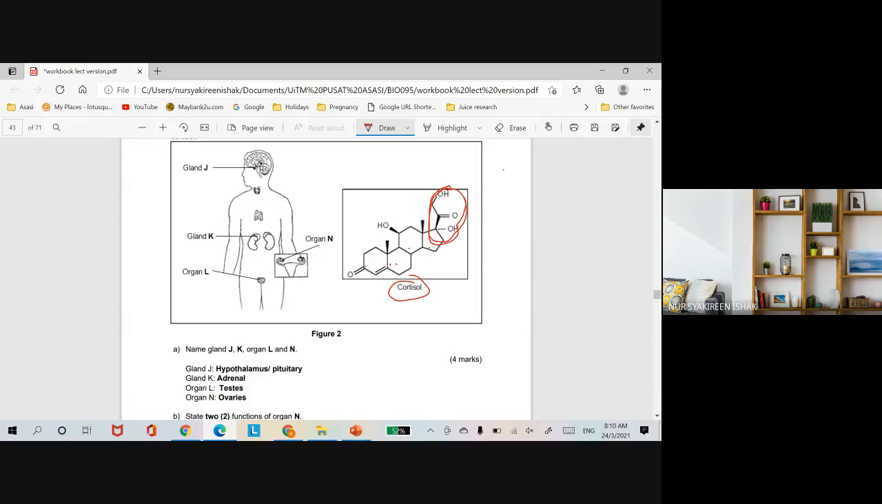If you look at your notes, slide 38, the adrenal medulla secretes two different types of hormone, epinephrine and also norepinephrine, which increase the amount of glucose in your blood at that moment.